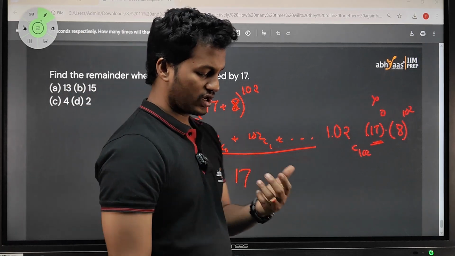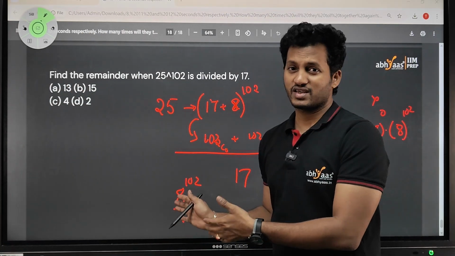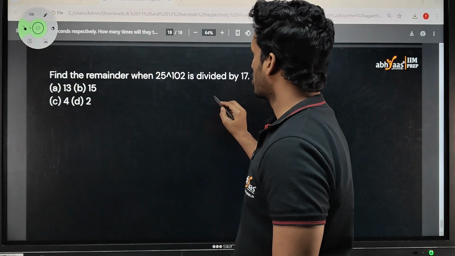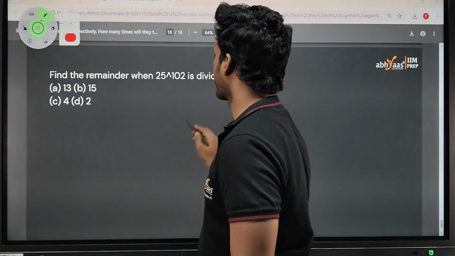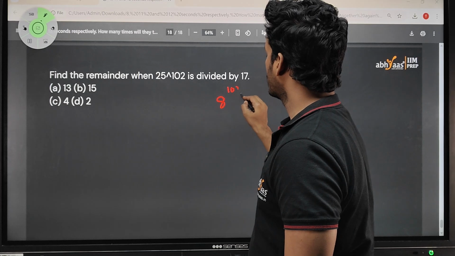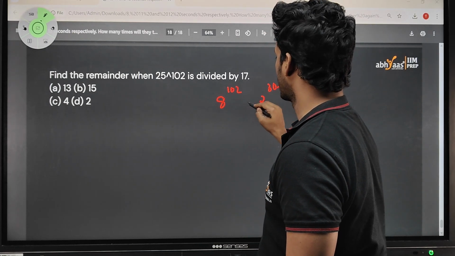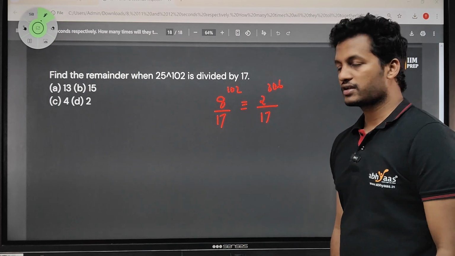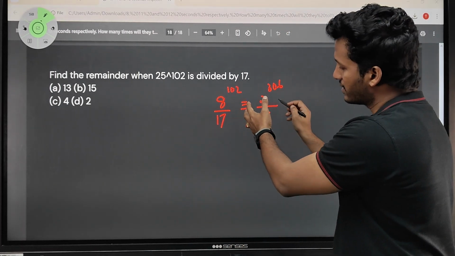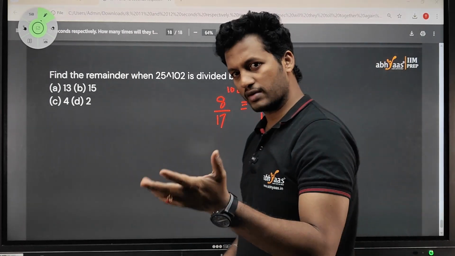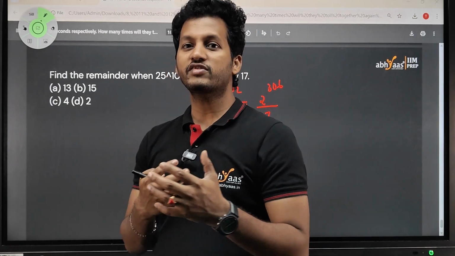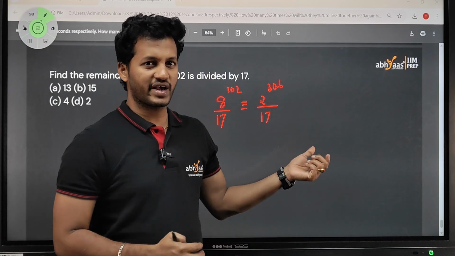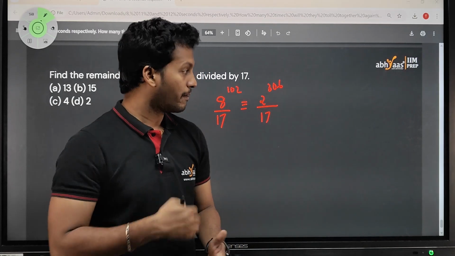Oh, it's very easy. It's the same thing we have discussed in the previous method. So now I have to solve only 8 power 102, or 2 power 306, divided by 17. Again, can I take this 2 power 306 as something with a sum of 17? It's not possible, right? 2 cannot be expressed as a sum of 17, but I can.